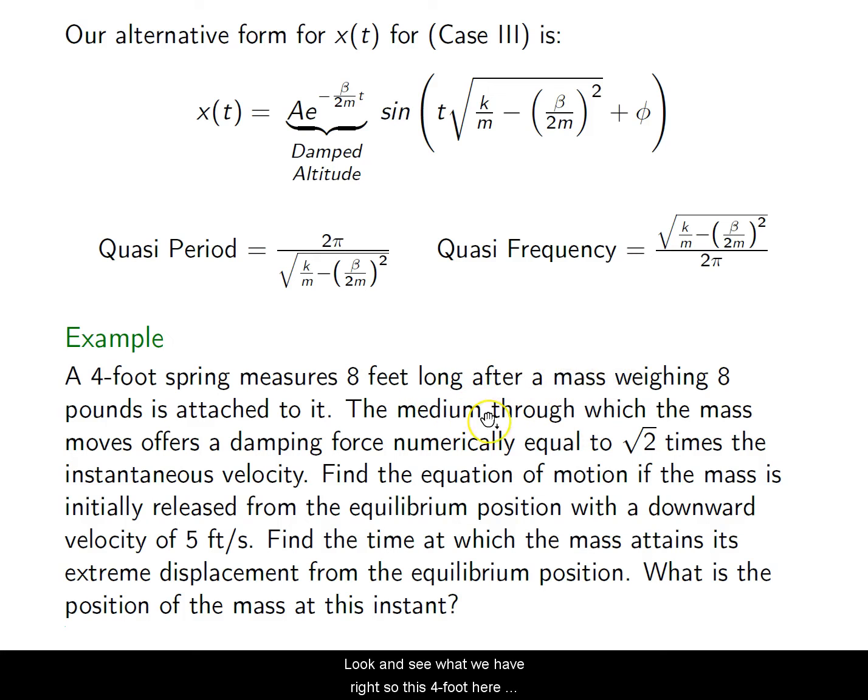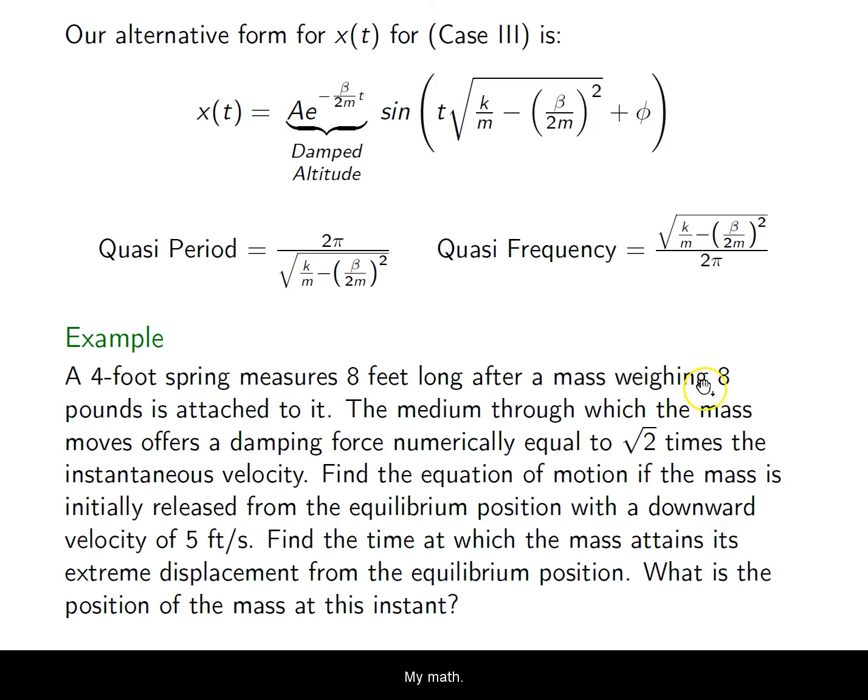So let's look and see what we have. This 4 foot here doesn't mean anything. This is the compressed length. It doesn't matter to me right now. However, it does help me to figure out what the stretch length is. If it starts out at 4 and it ends at 8 after the weight, that means S is 4 feet. It's stretched 4 feet. That's why I used S for stretch. So S is 4.